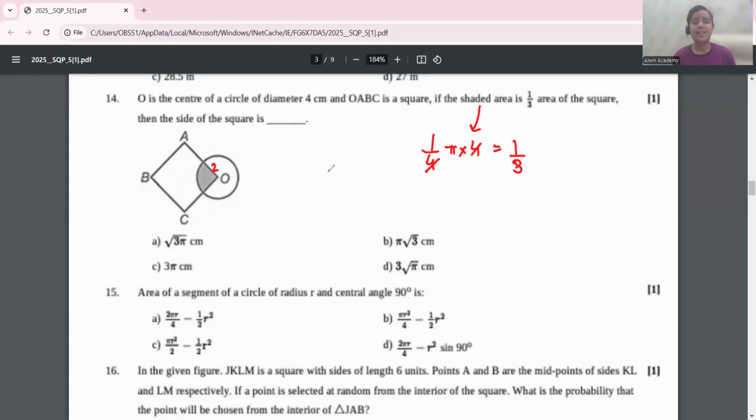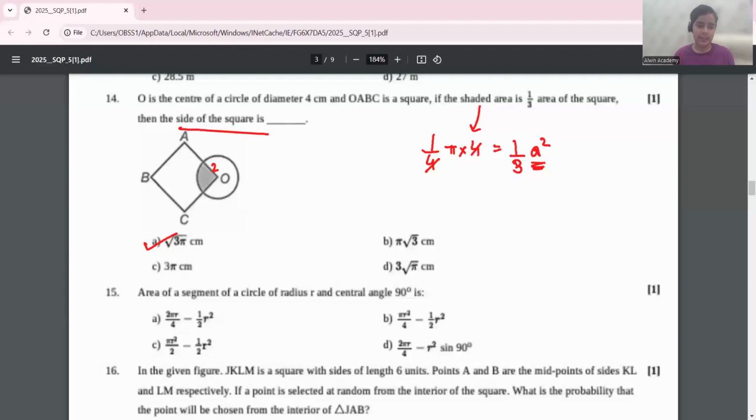And this is 1/3 the complete area of the square. If I let the side as a, then this is 1 by 3 of a square, right? I multiply this 3 to the other side, I get that the area of the complete square, or this a square, is 3 pi. And I have to find the side of the square. I have to find a. So if a square is 3 pi, then a is automatically root 3 pi, option number A.